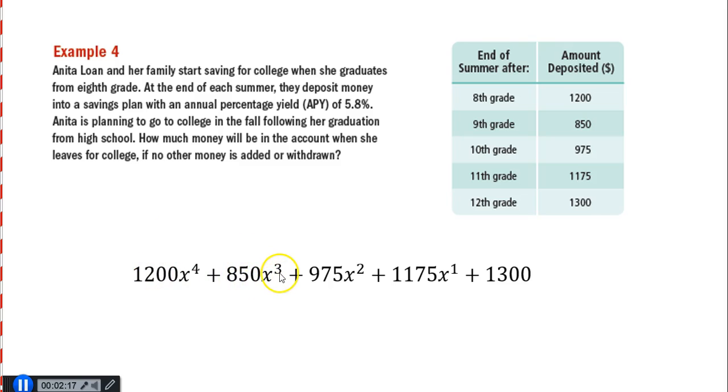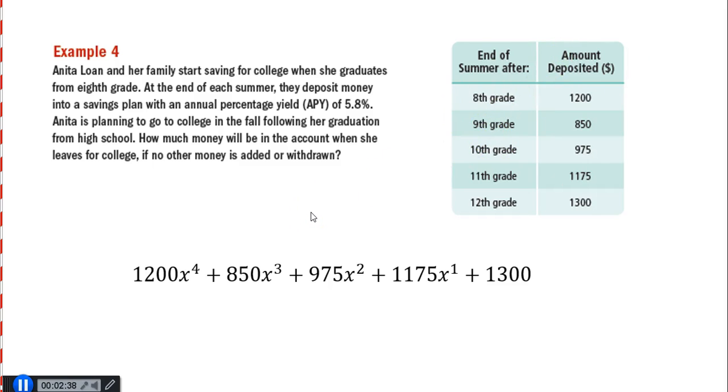This 850 is only going to be in there for 3 years. The 975 is only going to be in there for 2 years, and then the 1175 for 1 year, and the 1300 won't be in there. It won't earn any interest, because at the end of 12th grade, you're going to take that money and pay for college. So this is the general algebraic polynomial that's associated with this.